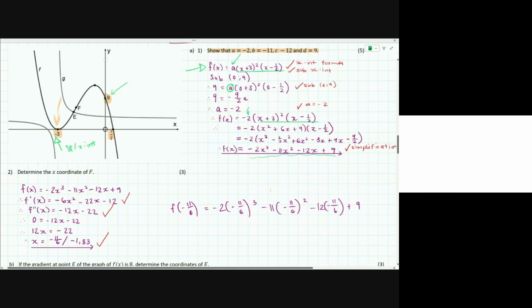If I did ask you for the full coordinates, no, I'm not going to do that. Let's use a proper calculator. We would just sub it in and you would have gotten the following: 343 over 54. And so f would be at negative 11 over 6, 343 over 54. How delightful. What an absolute joyful answer.